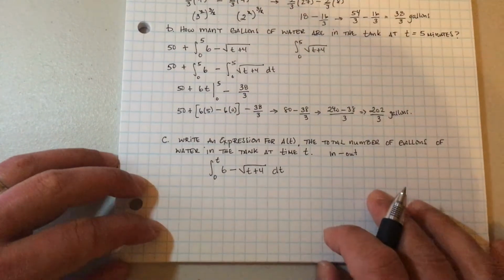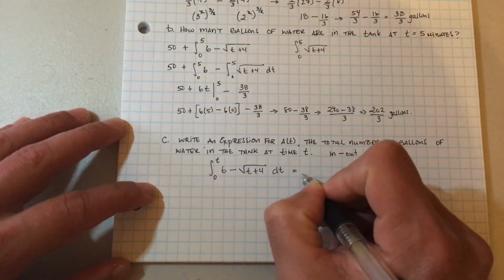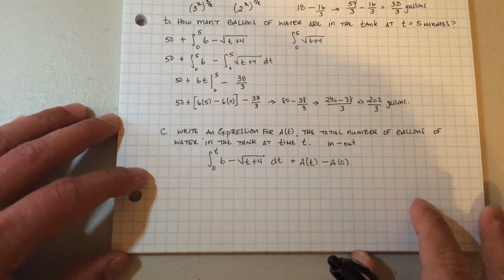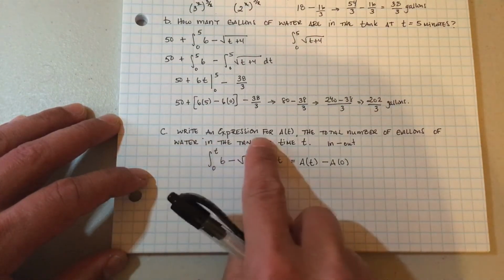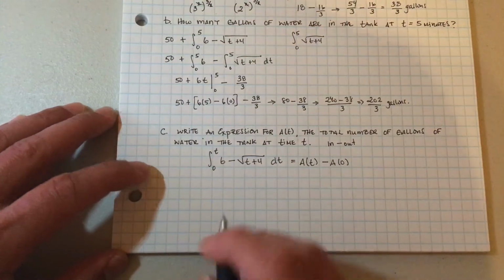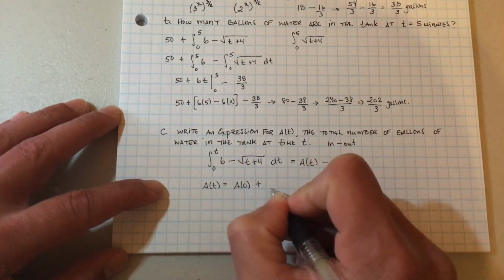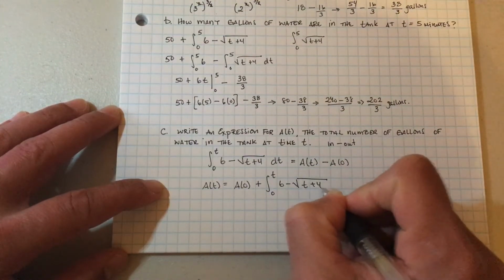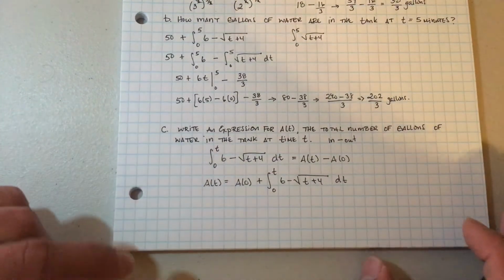Okay. And that's what's happening. Now, if I do the fundamental theorem, you're going to equal, I'm going to use A for amount, A of T minus A of 0. That's the fundamental theorem of calculus, F of B minus F of A. So I'm going to rearrange this now because I want to figure out, it says write an expression for A of T. So this guy is going to stay. This guy, I'm going to bring him to the left and put him in the front. So let's write it nice and neat here. A of T is equal to A of 0 plus the integral from 0 to T, 6 minus radical T plus 4, and then that's dt.